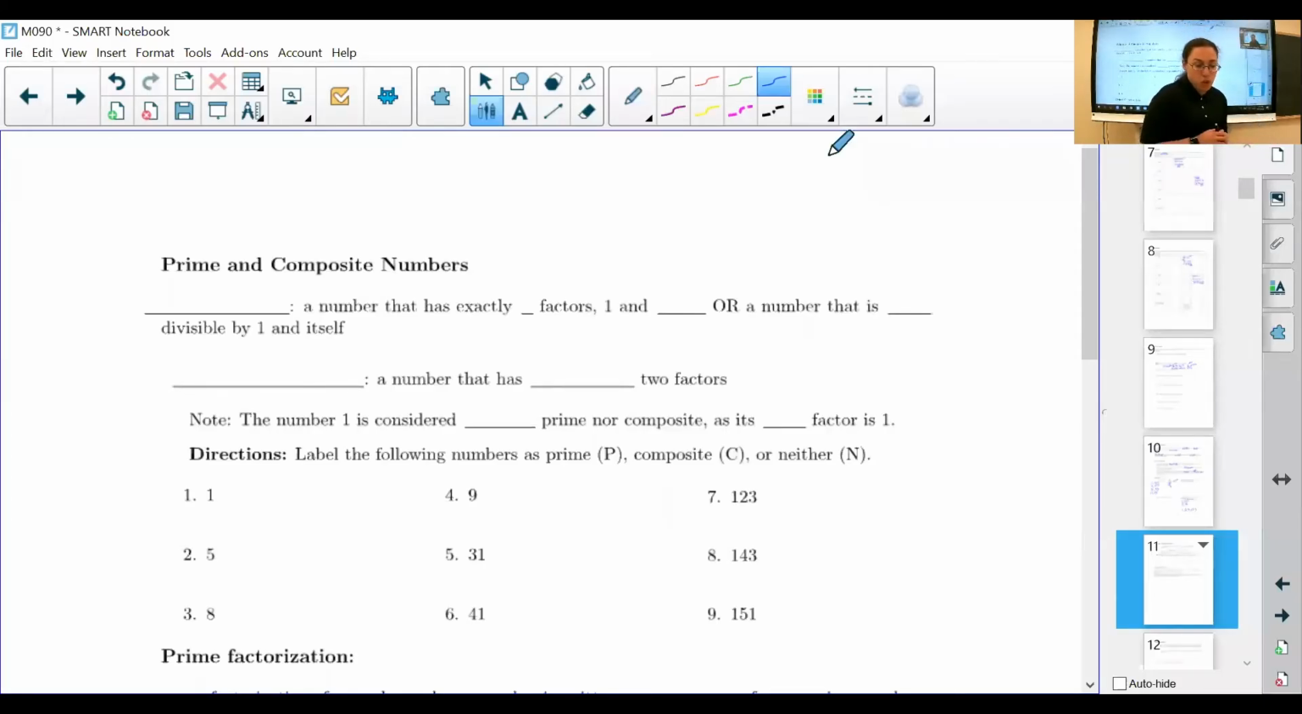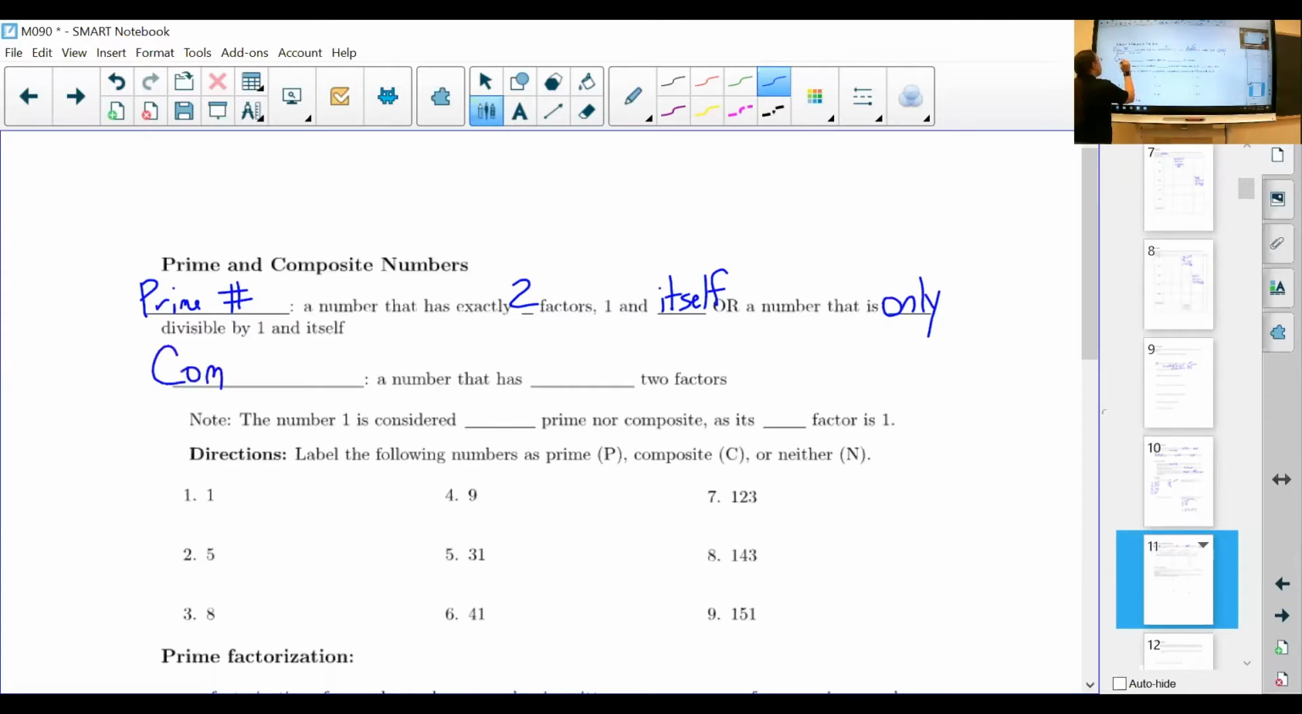Pages 11 and 12, prime and composite numbers. So I mentioned prime numbers in the last video. A prime number is a number with exactly two factors, 1 and itself. So the only two numbers that divide in evenly, or a number that is only divisible by 1 and itself.